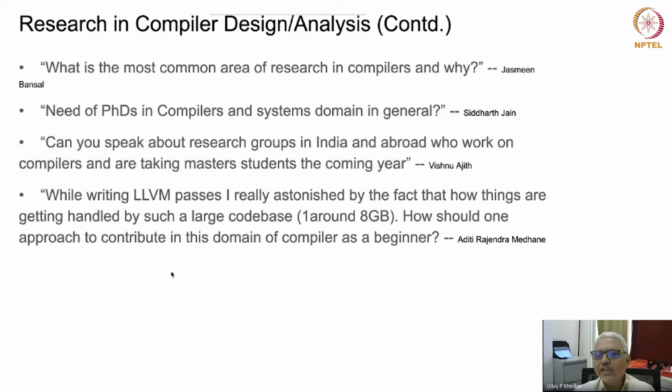See, we are always in search of people who are interested in compilers. Okay, so all of us here on the panel, we would be eager to have you work with us, come and join our institute, and we would welcome you with open arms.